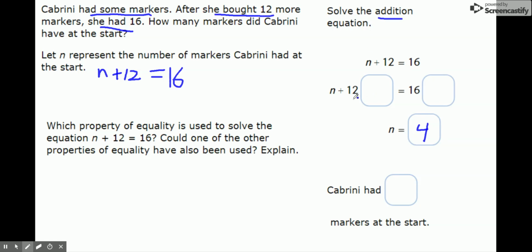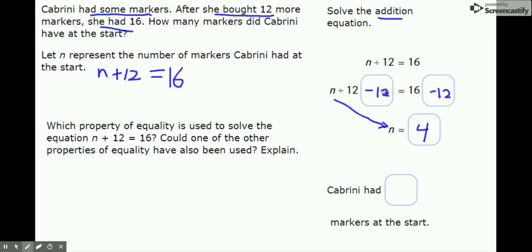So n plus 12 equals 16. Well, we want n to be by itself. You see how it just goes to n? So how do I get n by itself? Well, if I'm adding 12, I take away 12. And whatever I do over here, I have to do over here. So I do minus 12. So on each side of the equation, I take away 12.